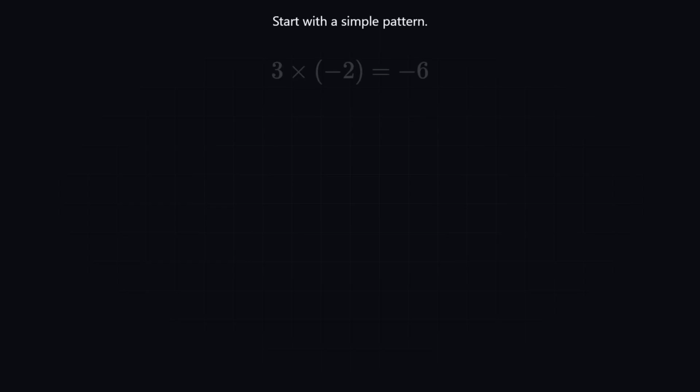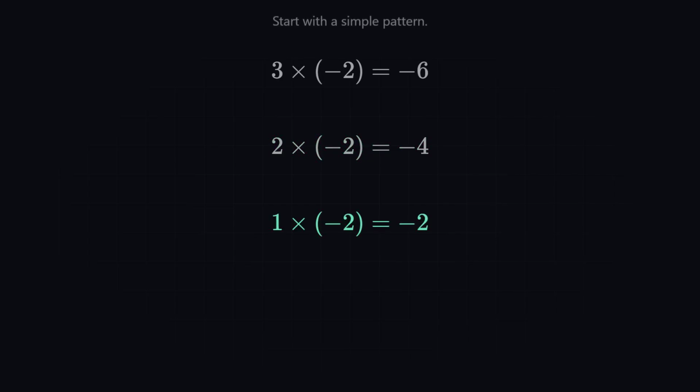Watch the answer change. 3 times negative 2, negative 6. Drop the left number by 1. The answer grows by 2. Negative 4. Drop again. 1 times negative 2, negative 2. 0 times negative 2, 0.